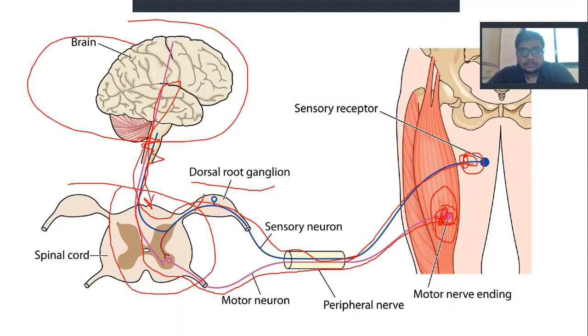First the brain will give signals, the signal will pass to the spinal cord, and then through the motor neuron, peripheral nerve, and the motor ending. Here the nerve motor ending will be the tip of my hand. It will pick up the pencil and start working based upon the thinking of the brain. Okay, this is how it works. The sensory receptors then give a signal to the brain that I have held the pencil. Okay, this is how it happens.